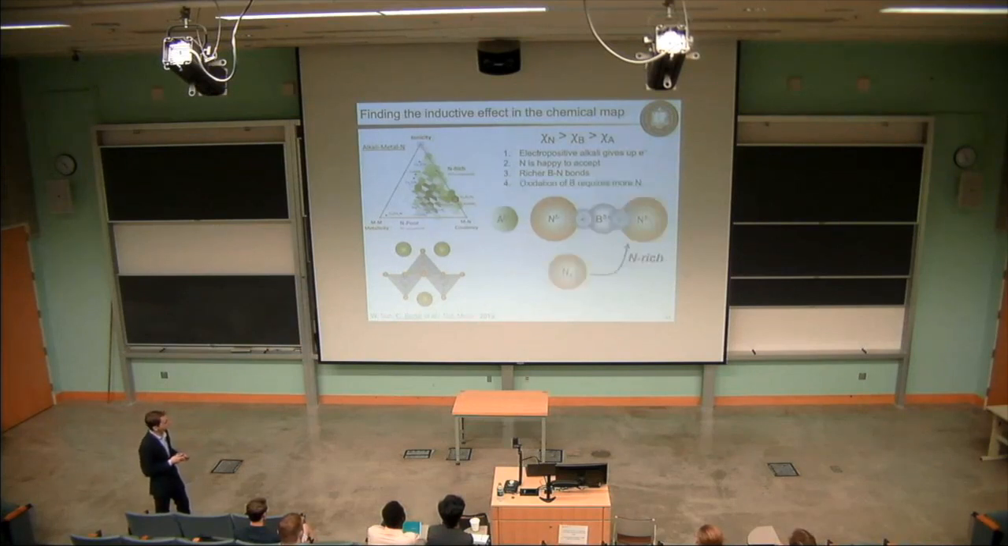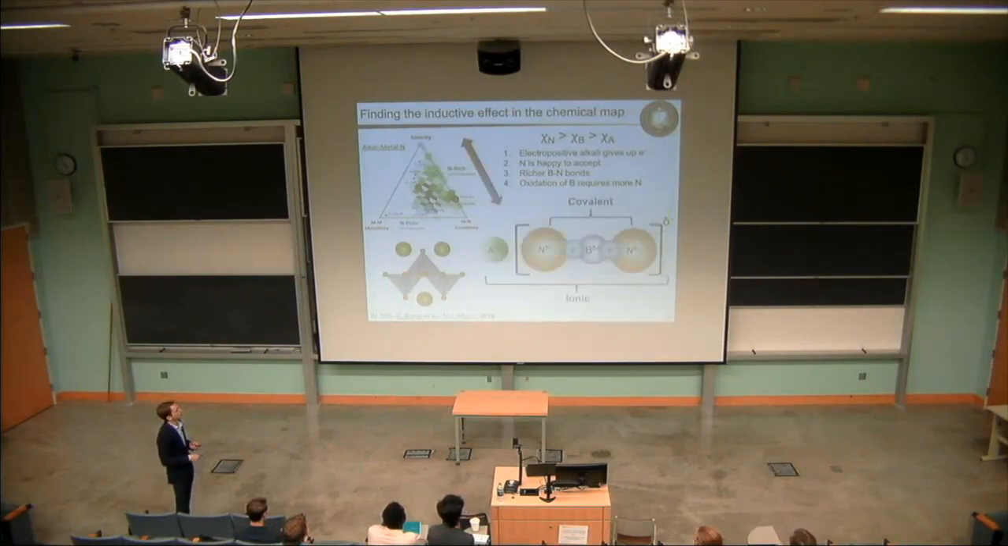polyhedra. And because this B atom is now so happy to bond with nitrogen, it actually gets oxidized relative to its charge state in the binaries. And so we need more nitrogen to accommodate this excess charge. And so this is really what's described in the classical inductive effect, where you have some electropositive cation just stabilizing some covalent network of a more electronegative cation interacting with an anion.